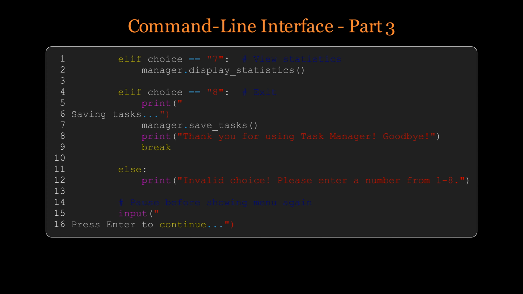The else clause handles invalid choices if the user enters anything other than 1 through 8. We print an error message. After processing any choice except exit, we pause with "press enter to continue." This lets users read the output before the menu reappears. This completes our interactive command line interface.